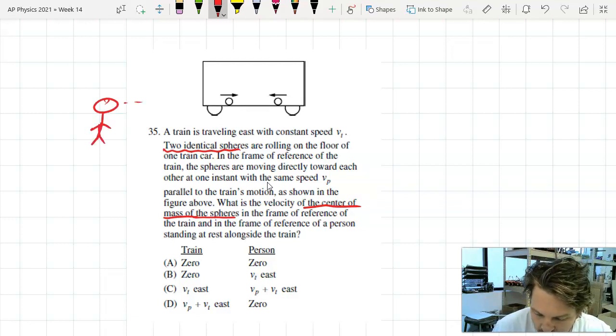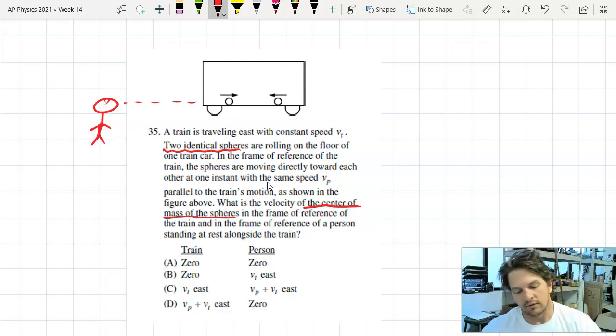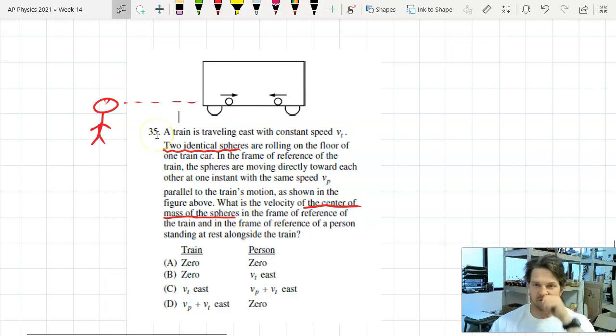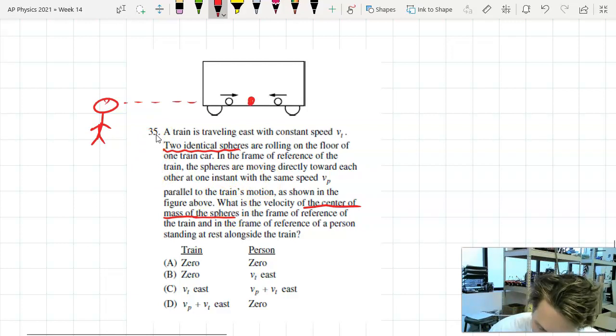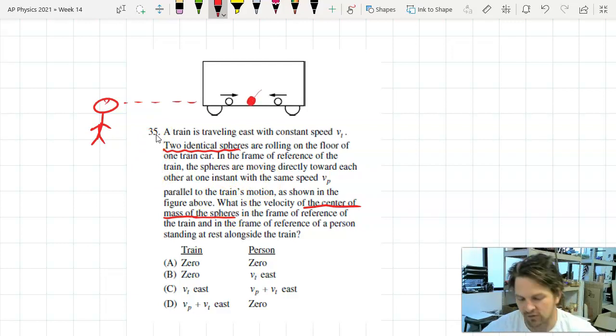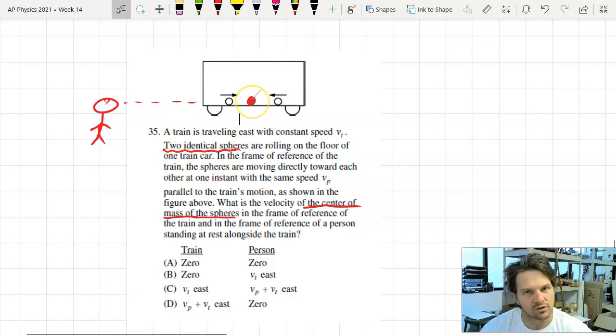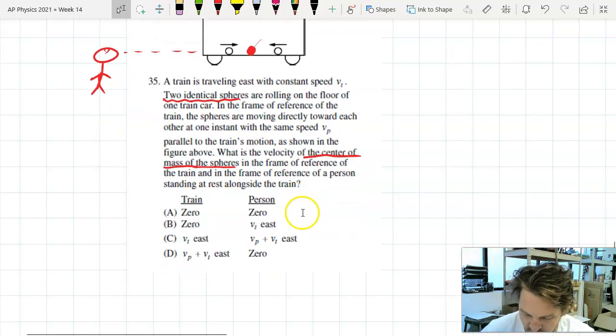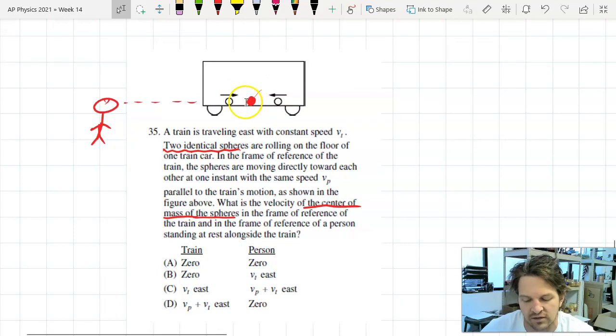Right? And they're watching that. They would just see the center of mass. The center of mass for those spheres just stays right between the two spheres. So the center of mass to them is just moving along with the train. So the person is going to see the center of mass of the spheres moving at the same speed as the train.